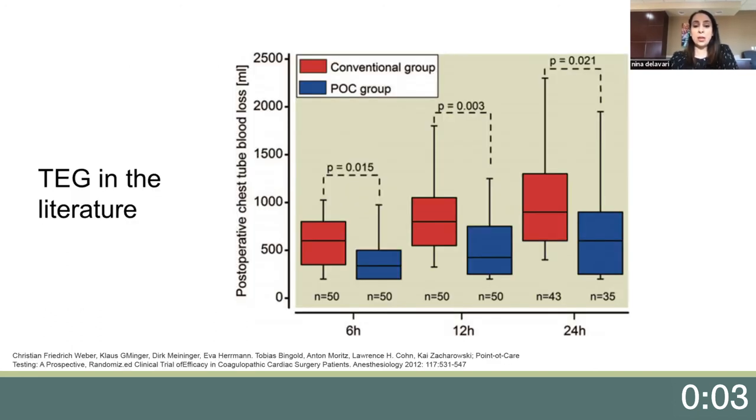TEG has been studied widely in the bleeding trauma patient as well as the adult cardiac surgery patient. This is a prospective randomized study which looked at the efficacy of hemostatic therapy guided by either conventional PT and INR or point of care TEG. The patients in the TEG group had statistically significant lower chest tube output at 6, 12, and 24 hours postoperatively. A TEG-guided approach decreased the overall requirement of blood while targeting and providing the patient with the exact products they need.